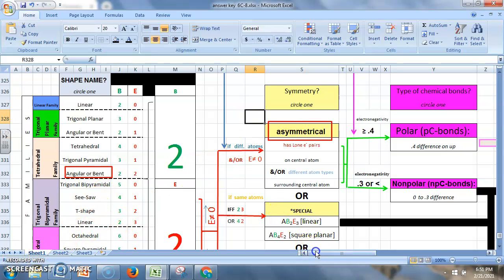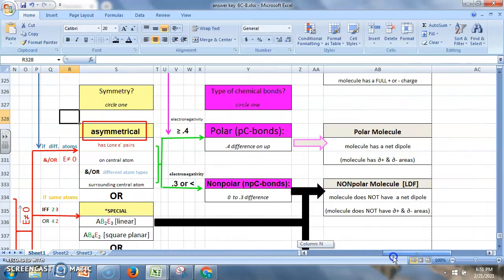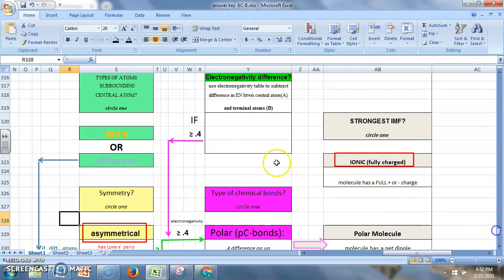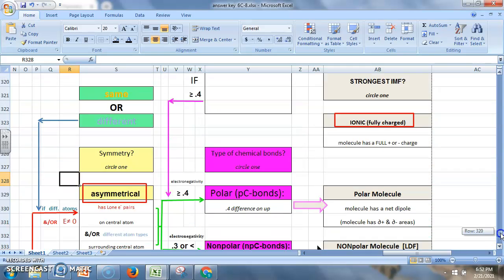Now, if it wasn't ionic, we would want to find out, is the molecule polar? If it's an asymmetrical shape, it needs to have polar bonds to be polar. Well, we know that this one would have polar bonds. Nitrogen's 3.0, hydrogen's 2.1. The difference is 0.9. The electronegativity difference would be 0.9. 0.9 is greater than or equal to 0.4. So we would come down here. We would circle the fact that it does have polar bonds, which would make it a polar molecule.